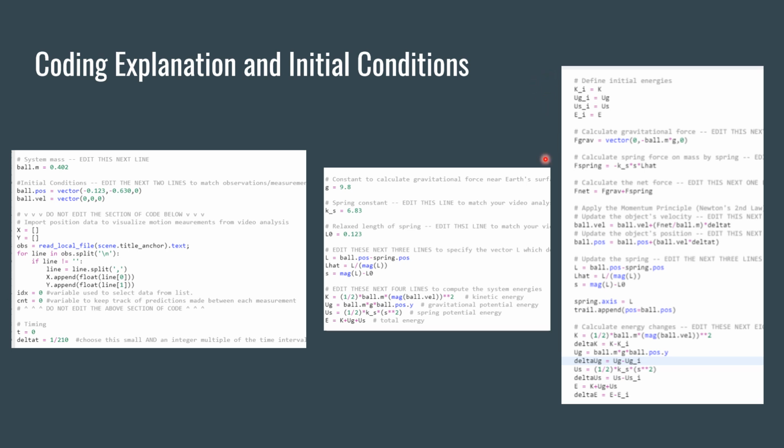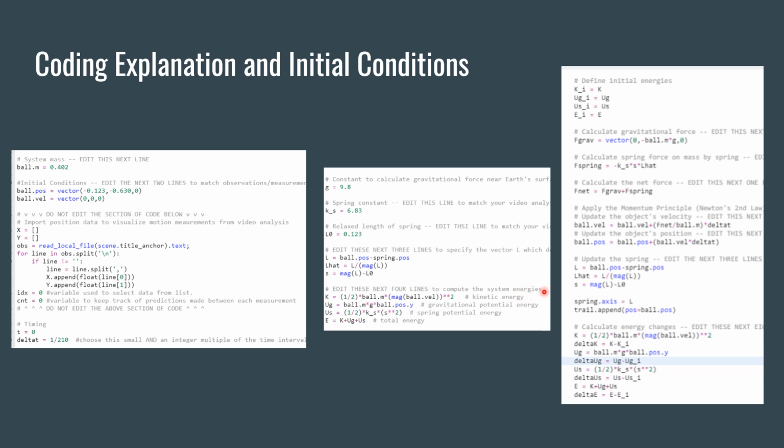Then we calculate the gravitational force, then the spring force using the spring force equation, then we add those two to get F net. Finally, we use the momentum principle, aka the velocity update and position update formula, to update the ball's position and velocity, or I mean the mass's position and velocity. Then we update the information on the spring. So we calculate L, L hat, and S again based on the changing position and velocity of the spring.